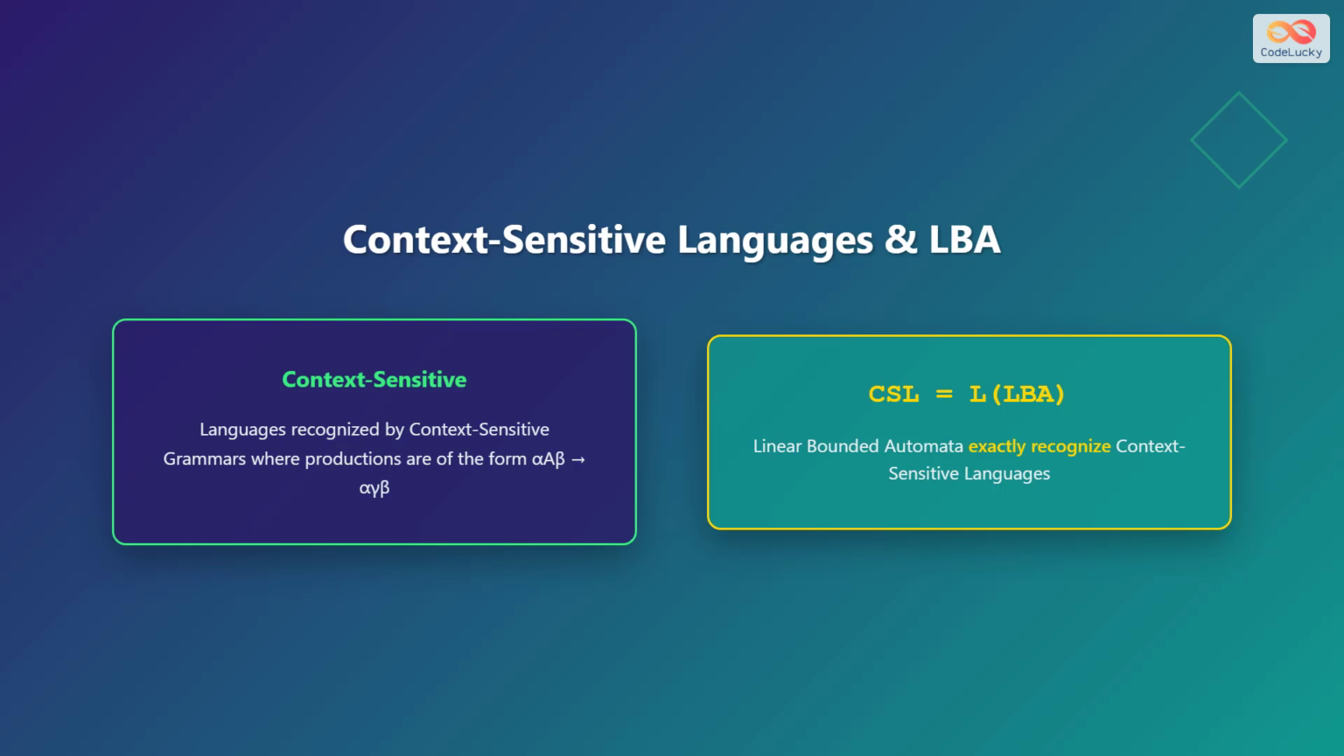Context-sensitive languages are recognized by context-sensitive grammars, where productions follow the form alpha A beta produces alpha gamma beta. This means A can be replaced by gamma only in the context of alpha and beta. Linear bounded automata exactly recognize context-sensitive languages.